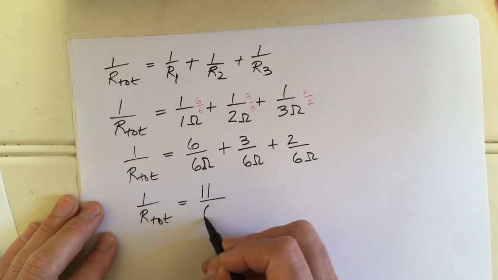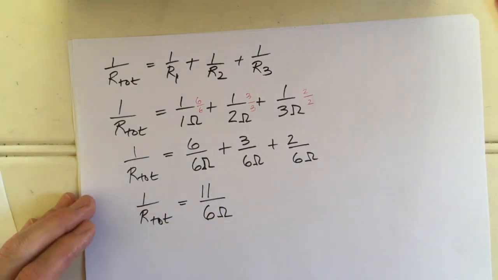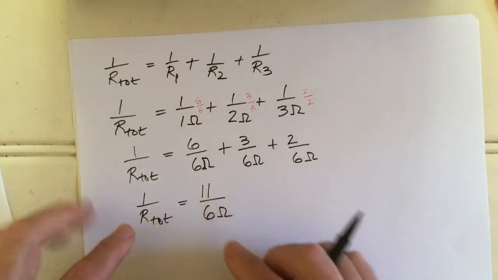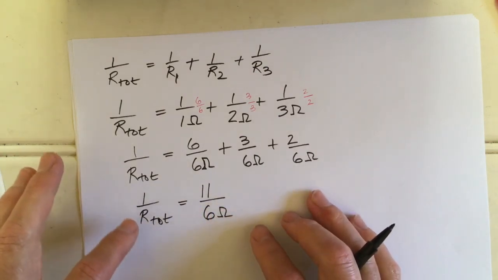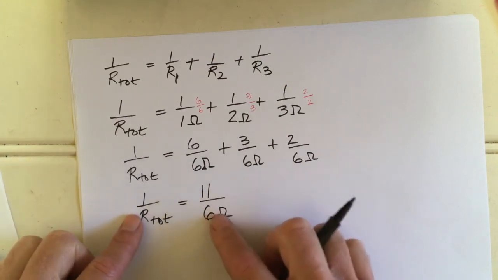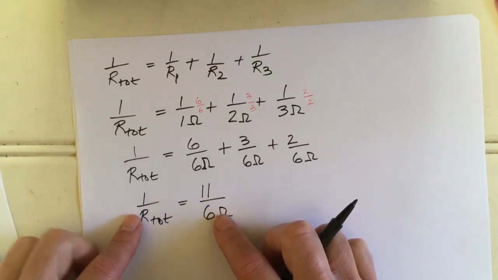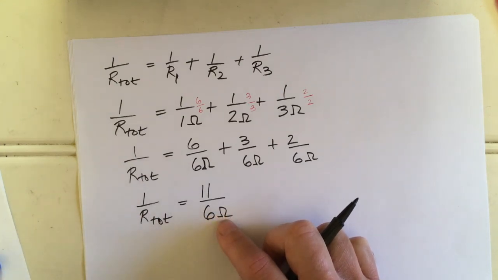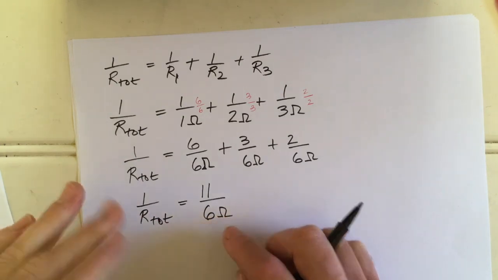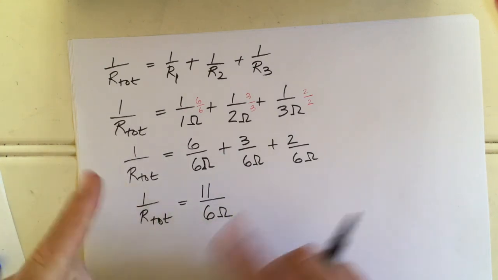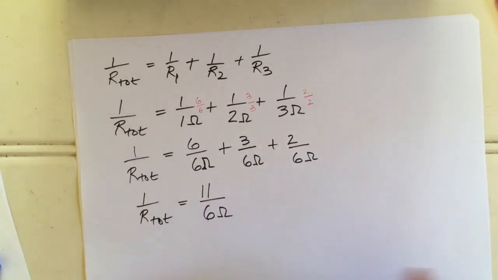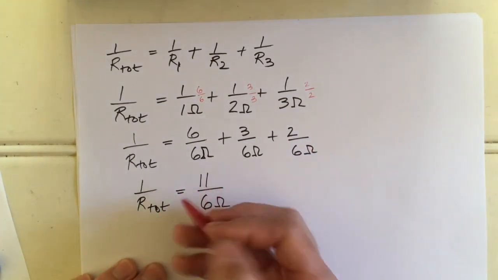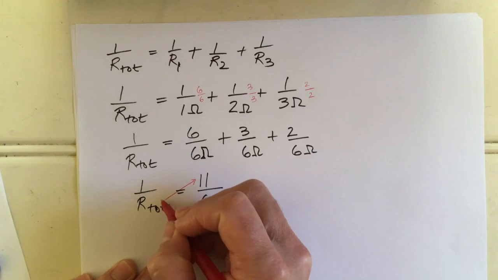And the bottom stays the common denominator, which is 6 ohms. Now we can do two things. There's a couple ways to solve this. We can just get this as a decimal, and then write it over 1 and then cross multiply. There's a complicated way to do it, and I'm not going to show you that. I'm going to instead just cross multiply, right? It's in perfect form right now just to cross multiply.